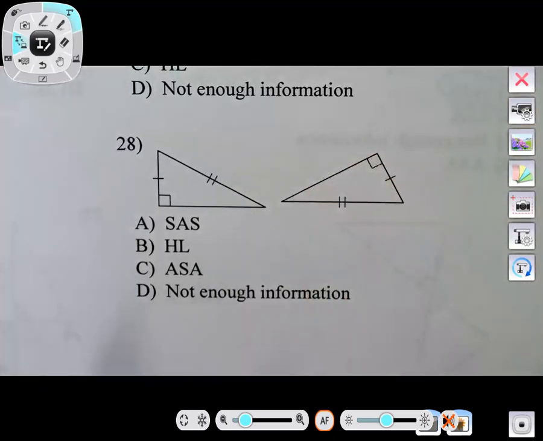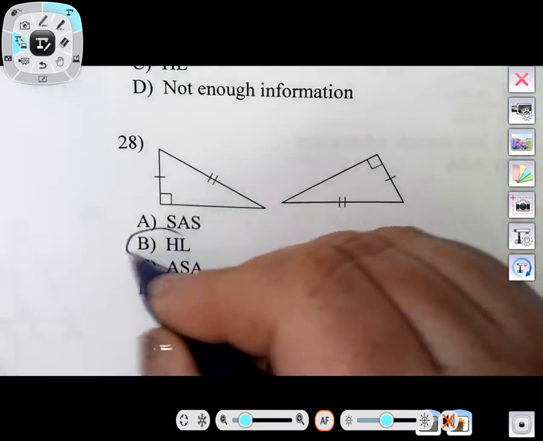Ariel, can you do 28 for me? What would you say this one is? Ariel says B, and I agree. This is another hypotenuse leg. Right triangles, the hypotenuses are marked, and a leg. Yes, HL.